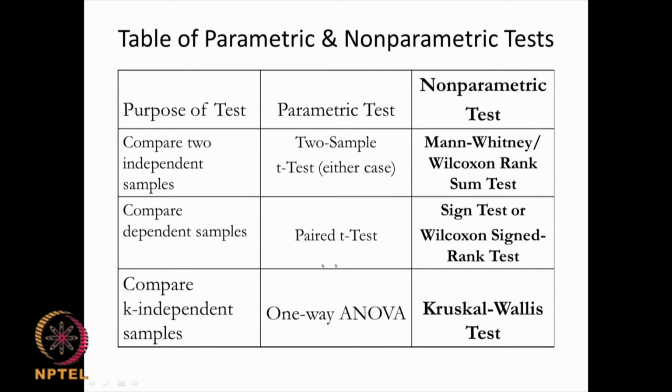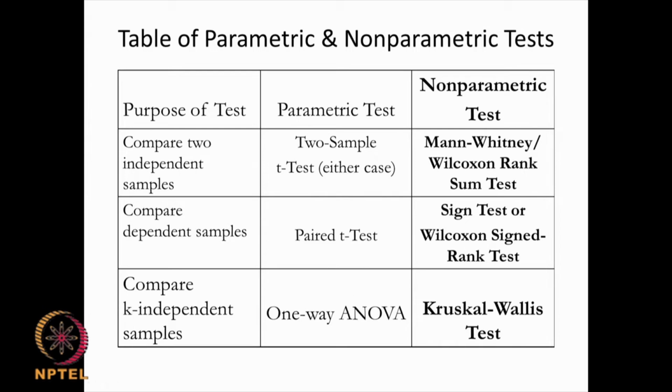Then if you are doing a paired t test, that means you are using the same subjects for say control and test, that is comparing dependent variables, there is something called sign test or Wilcoxon sign rank test. If you are doing a one way ANOVA equivalent, that is you are comparing independent samples, then there is something called Kruskal-Wallis test. Yesterday in the previous class we looked at the rank sum test, sign test and sign rank test and so on.